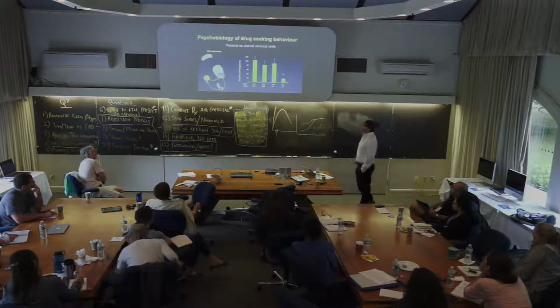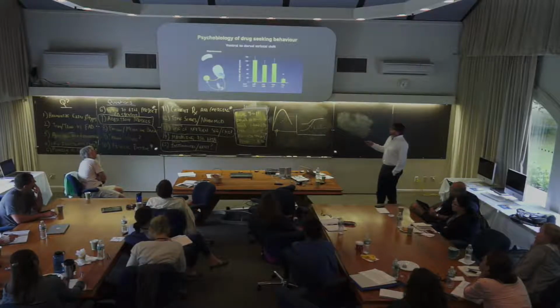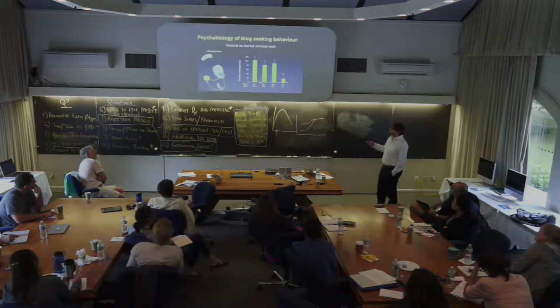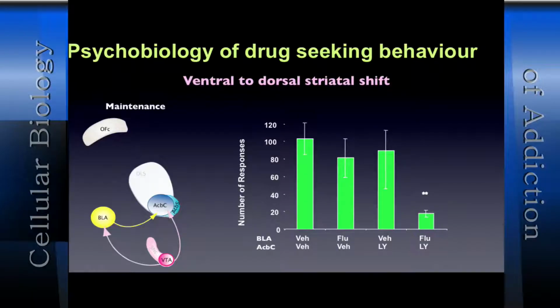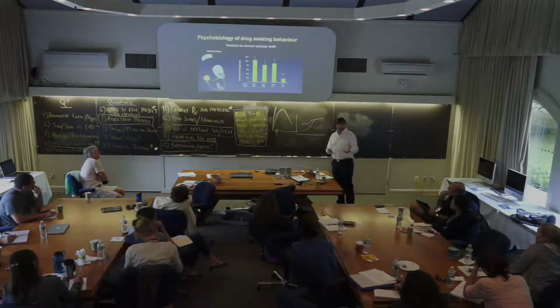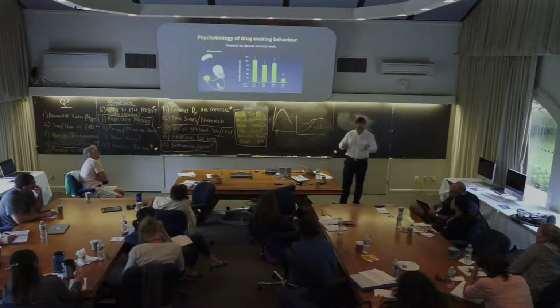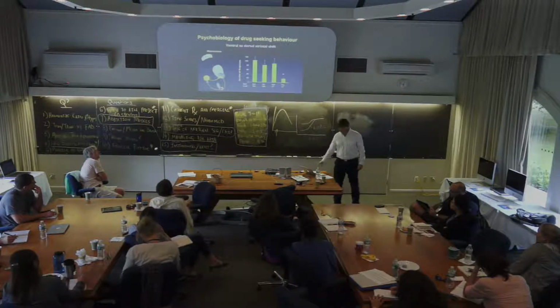That's exactly what was shown. You infuse vehicle in the BLA, vehicle in the accumbens. This is the level of responding. Then either dopamine antagonist in one and glutamate antagonist in the other, you don't lose your behavior, and you functionally disconnect the two structures. Glutamate antagonist in the core, dopamine antagonist in the BLA, then you completely lose your behavior. So you need functional interactions between the BLA and the core of the nucleus accumbens in the development of cue-controlled drug-seeking behavior.